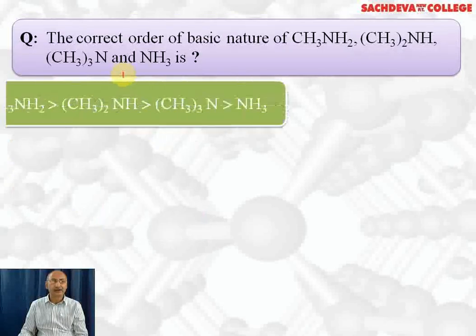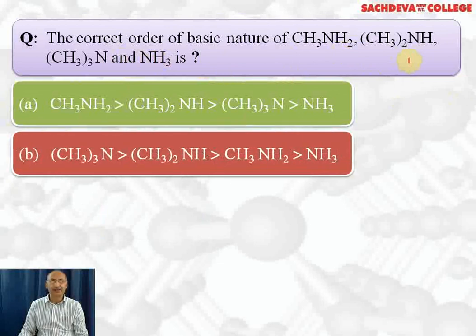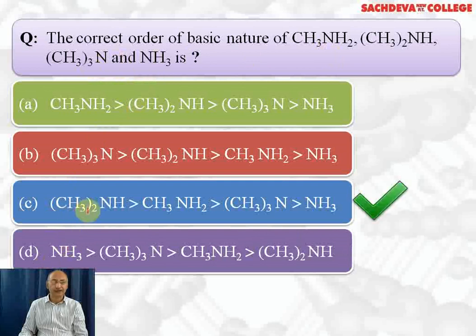Next question: the correct order of basic nature of CH3NH2, dimethylamine, trimethylamine and ammonia. Most basic is secondary amine. Second most basic is methylamine. Methylamine is more basic than tertiary amine, and ammonia is the least basic. So the correct option is C part.